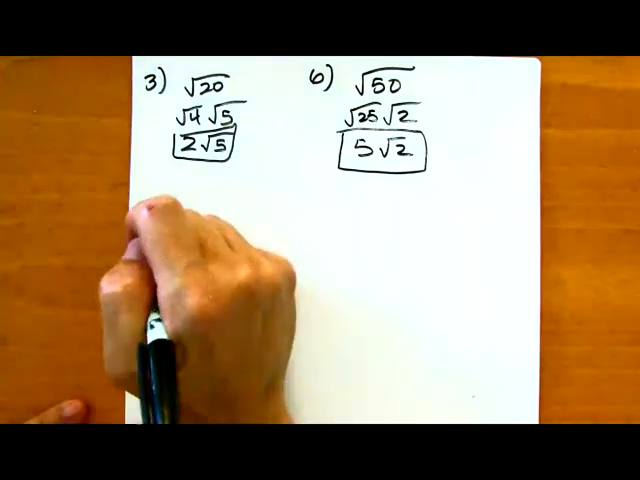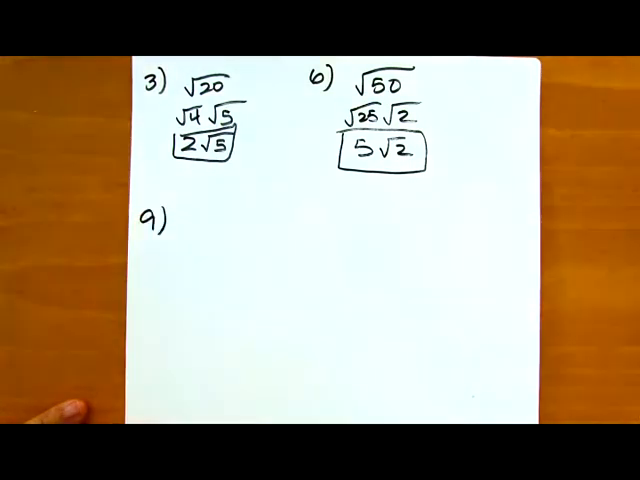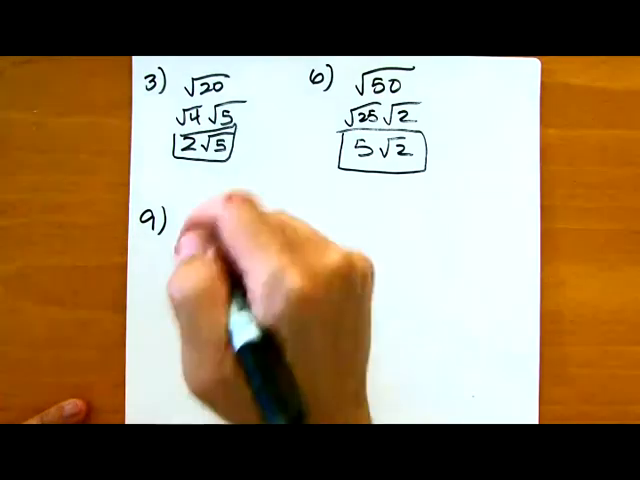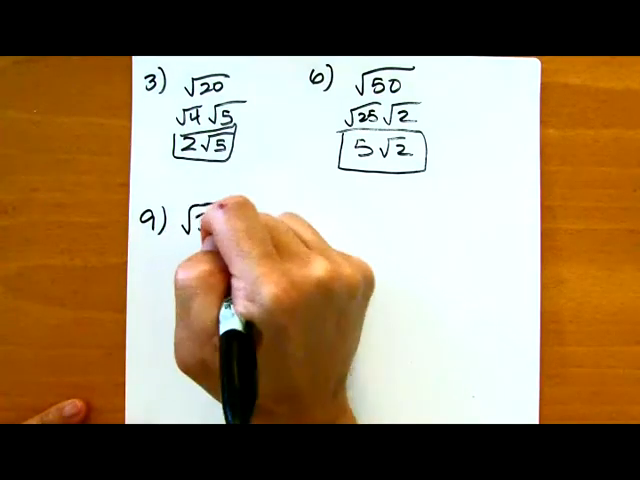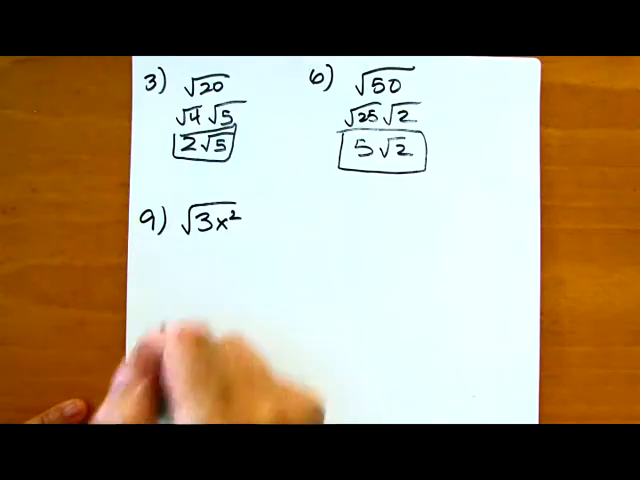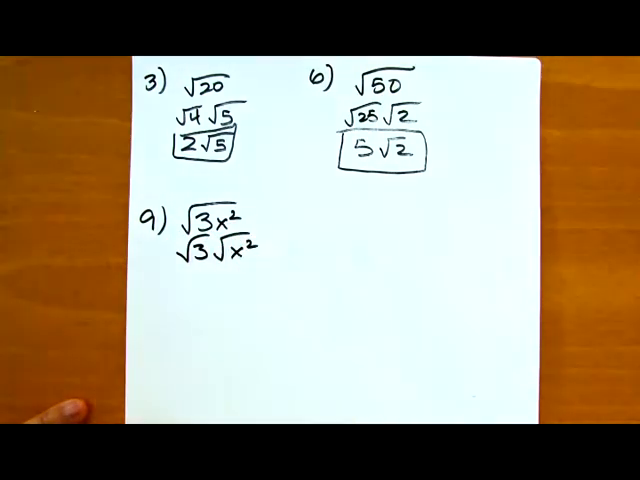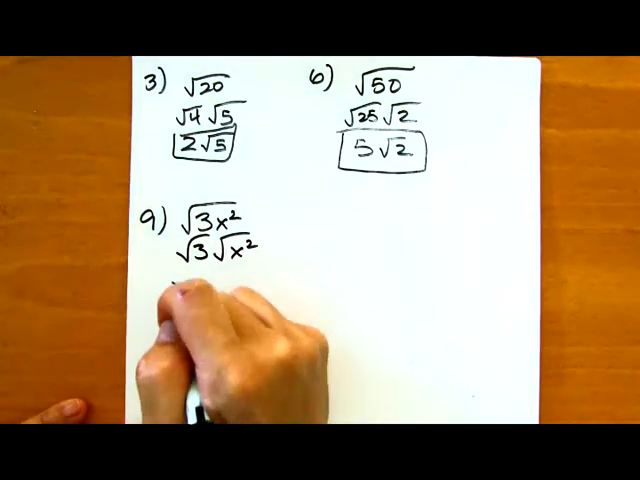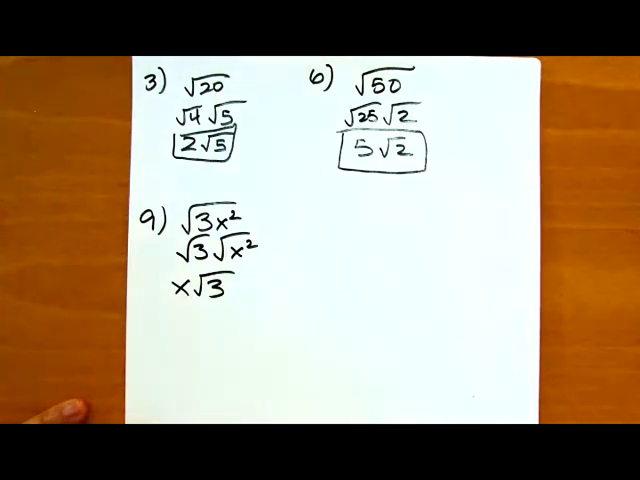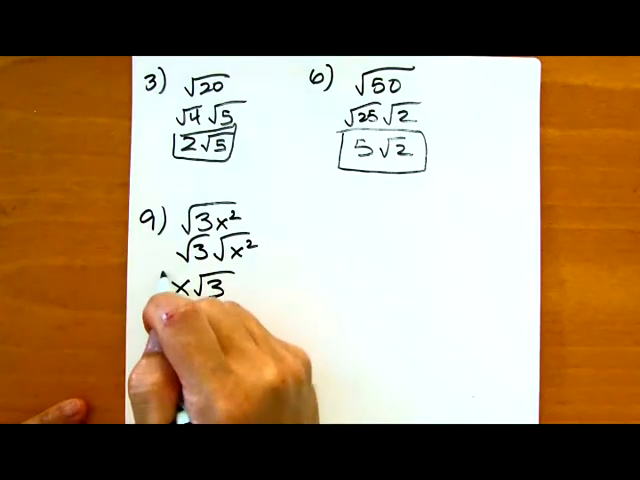Number 9. Number 9 says radical 3x to the second. Okay, I'm going to split it up. Number, variable. I can square root the x squared. That's just x. That's as far as we can go.